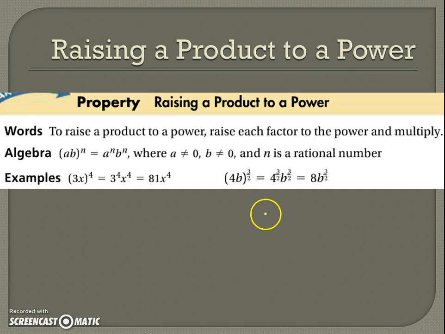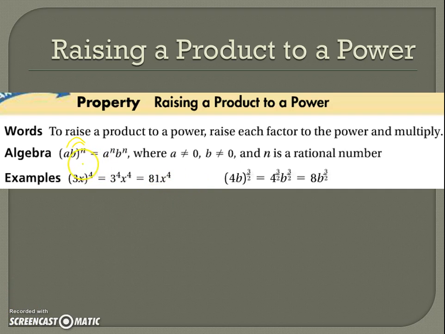All right, so raising a product to a power, you'll definitely want to pause and write this one down as well. It says to raise a product to a power, raise each factor to the power and multiply. It's not the distributive property, but it's similar in the sense that this n goes to both of these things. If I have an exponent on the outside of parentheses, everything in the parentheses gets raised to that power. So (ab) to the nth power is the same as a to the n times b to the n. (3x) to the 4th is the same as 3 to the 4th times x to the 4th, which multiplies out to 81x to the 4th.